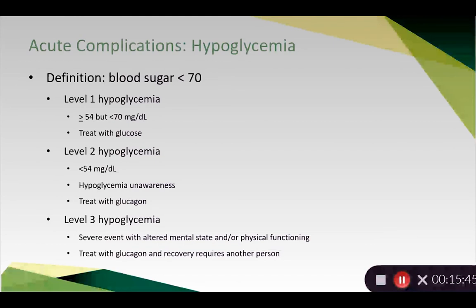In this case, a lot of patients could be unaware of their hypoglycemia, or of their blood sugar being low, and we will typically want to treat them with glucagon. Maybe they have no warning symptoms that it's low. And then level 3 hypoglycemia may be a severe event with altered mental status and or physical functioning, and we want to treat with glucagon. Typically, level 3 hypoglycemia requires another person to recover from.